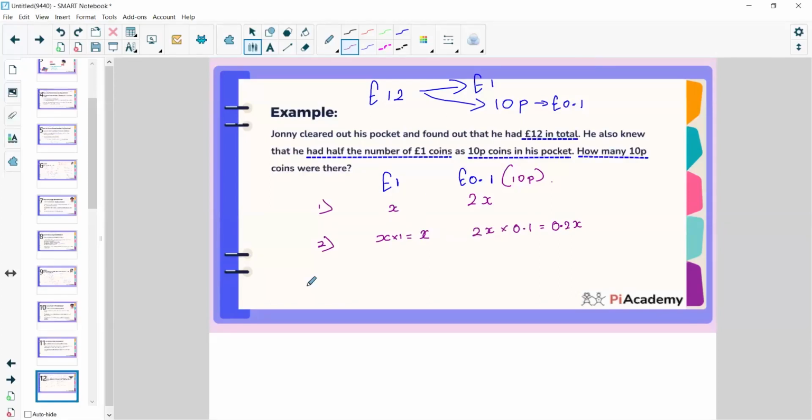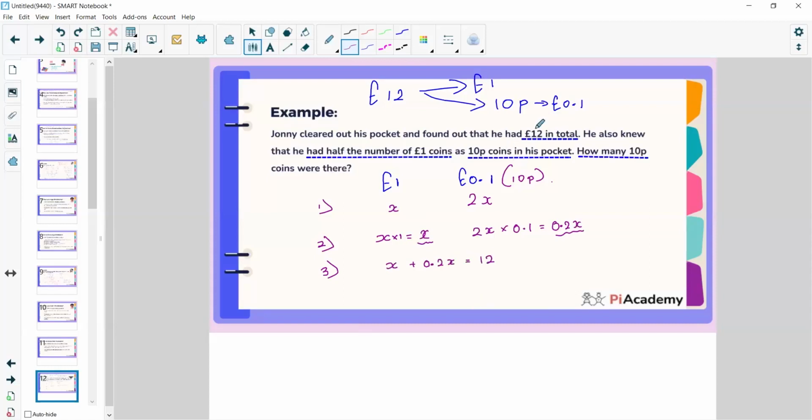Okay. Now, how can we form the equation? Can anyone tell me? How can we write up the equation? What is the total value? Total value is 12 pounds, right? So 12 pounds means the total value of 1-pound coins plus the total value of 10p coins add up to 12 pounds, isn't it? So x plus 0.2x equals 12, right?